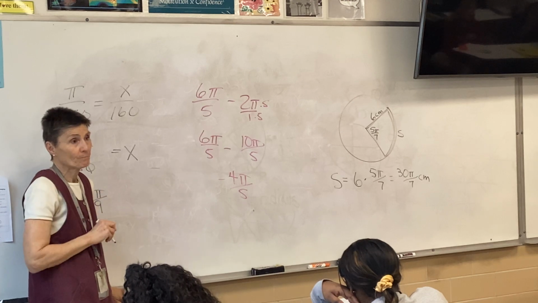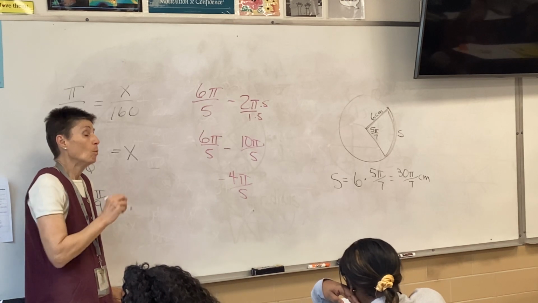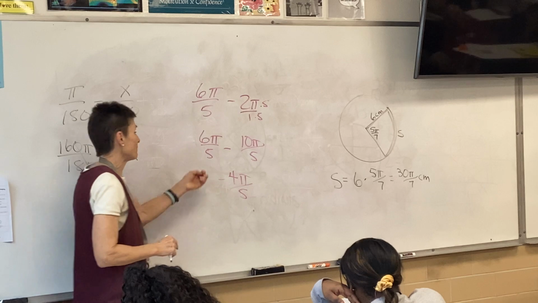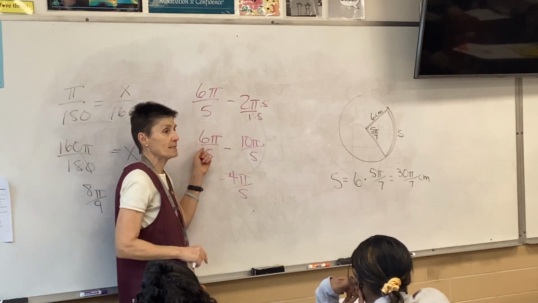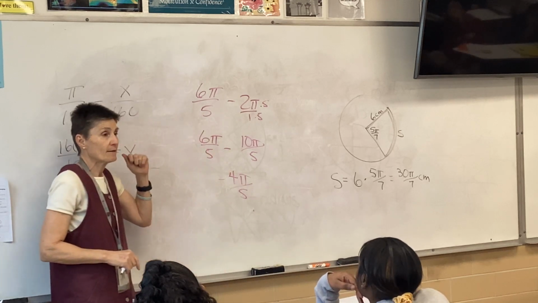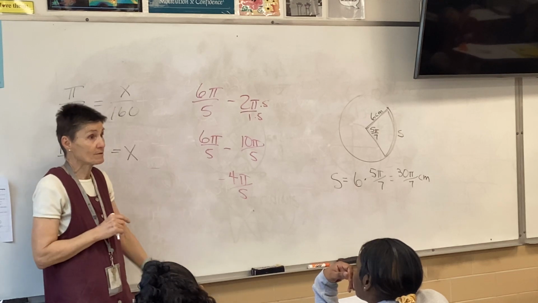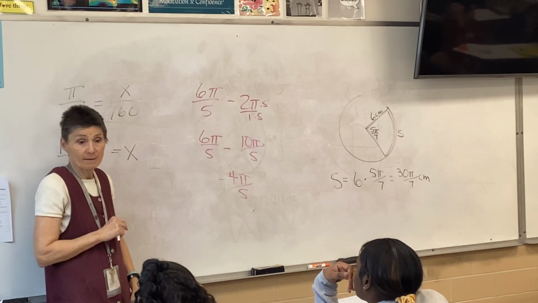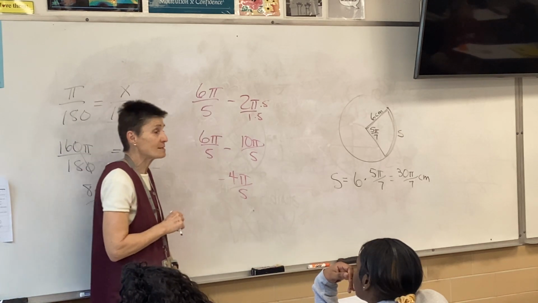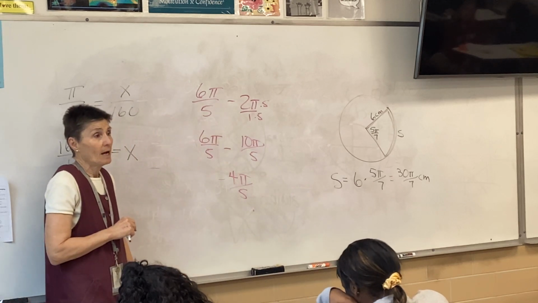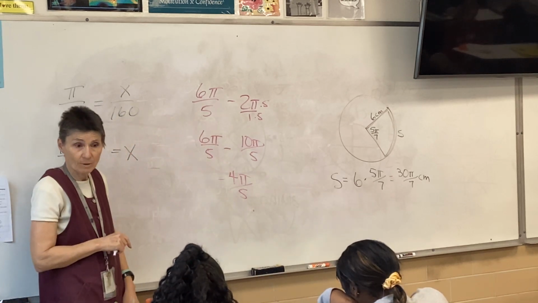Everybody good? Now, what if we'd been in degrees? What if this had been like 200 degrees? Then instead of subtracting 2 pi, I would have subtracted 360. What if we wanted a positive coterminal angle? I would have added instead of subtracted, right?